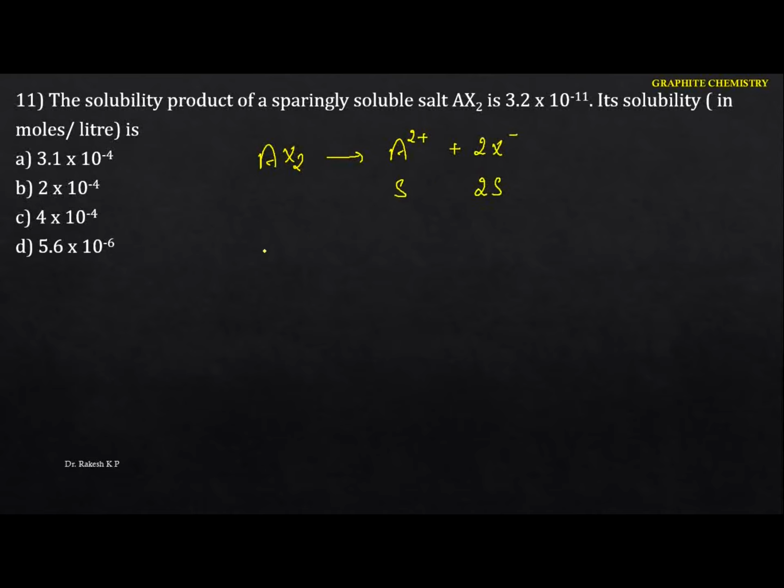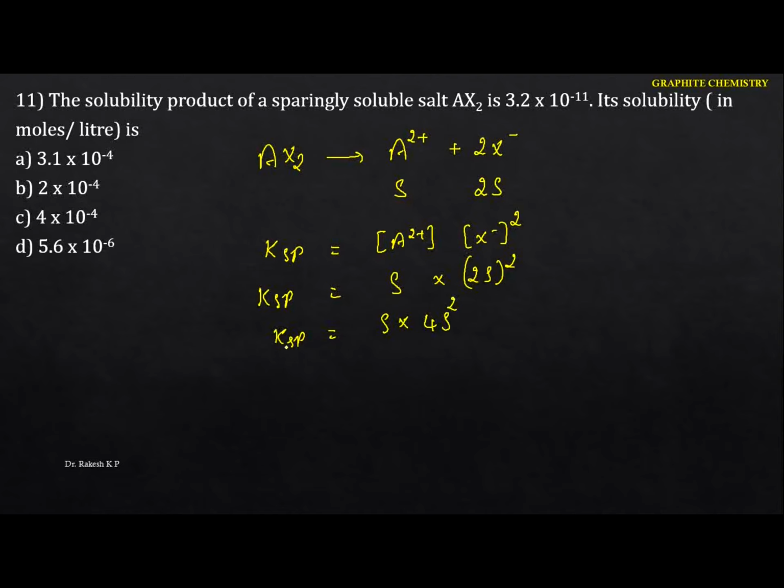Okay, so now if you're talking about the solubility product, this is the Ksp, which is equal to the molar concentration of A2 plus, again the molar concentration of X minus power 2. So what is the molar concentration of this one, that is S. Here I'm going to write this with 2S power 2. Okay, so this is the Ksp. So this Ksp, the solubility product, this becomes S into 4S square.